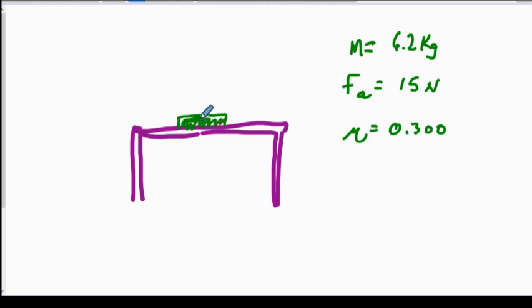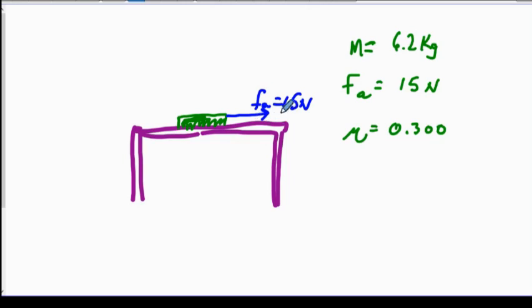So here we have an object with a mass of 6.2 kilograms placed on a flat, level table. And we're going to give it a pull. I didn't put the direction here, but I'm going to give it a pull here, an applied force of 15 newtons. I've got the coefficient of friction, 0.3. And I want to know, will this thing move? If so, what direction? What is the overall force? And can we draw a free body diagram?